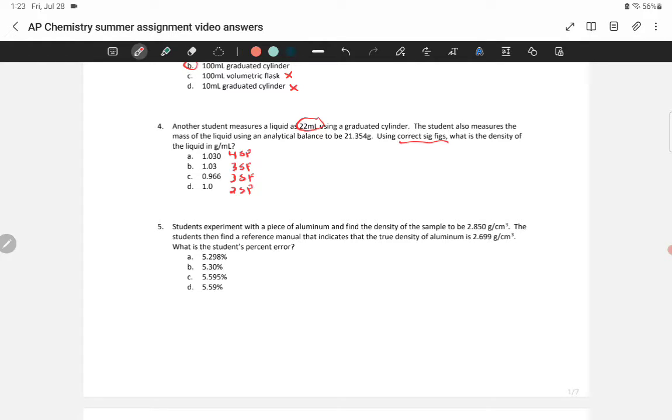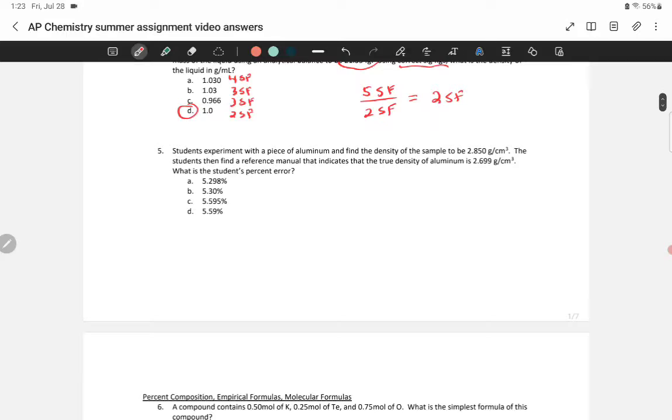So 22 milliliters has 2 significant figures, and this has 5 significant figures. So 5 significant figures for our mass divided by 2 sig figs for our volume. When you do multiplication division, the answer should have the least number of sig figs in the measurements. So we need an answer that has 2 significant figures. And if I don't have to do the math, I would save myself a little bit of time, and I know that it's going to be the only answer that has 2 sig figs. Now, if there were 2 answers there that had 2 sig figs, we'd have to do the math.